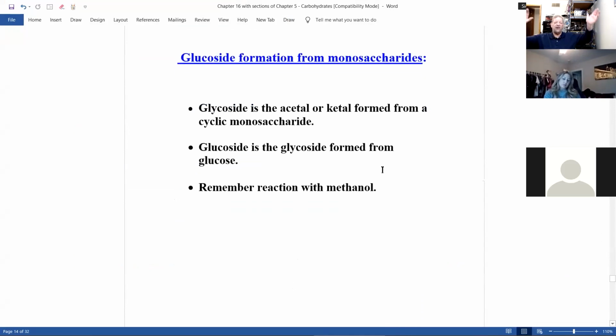Now, don't copy this slide down yet, but I'm going to go through this, and this is called glucoside formation from monosaccharides. And a glucoside is the acetal or ketal form of a monosaccharide.